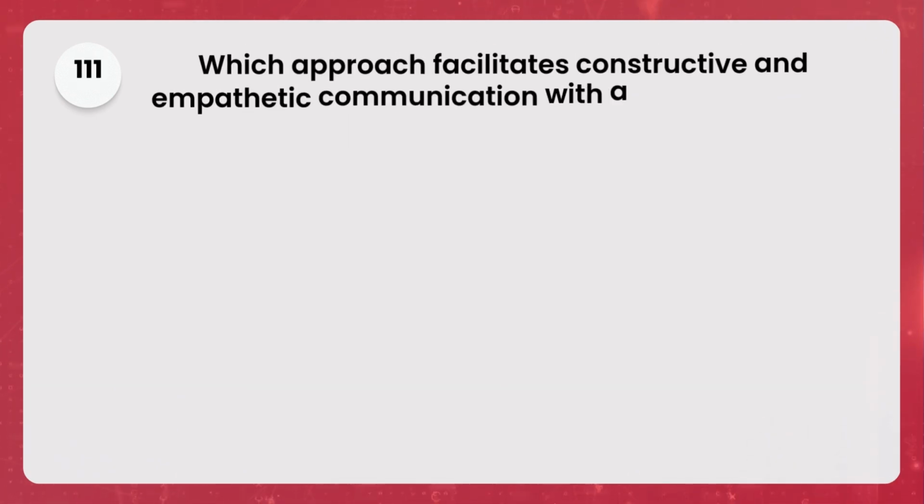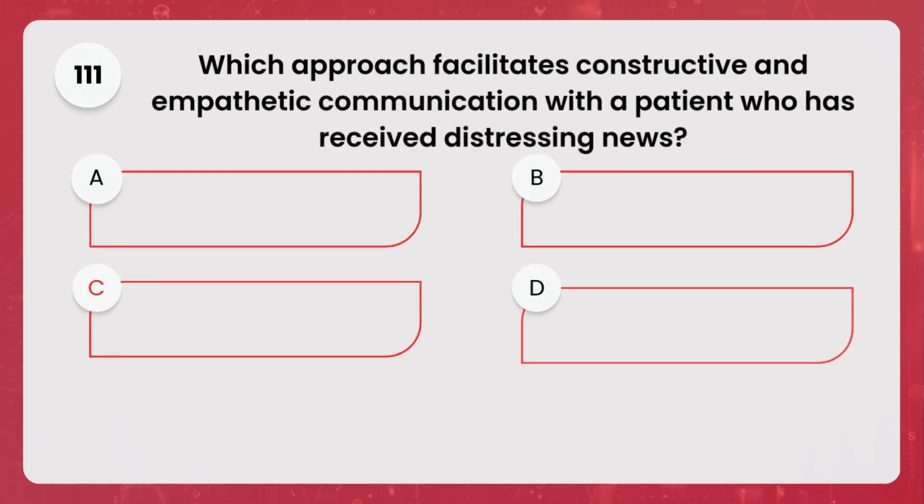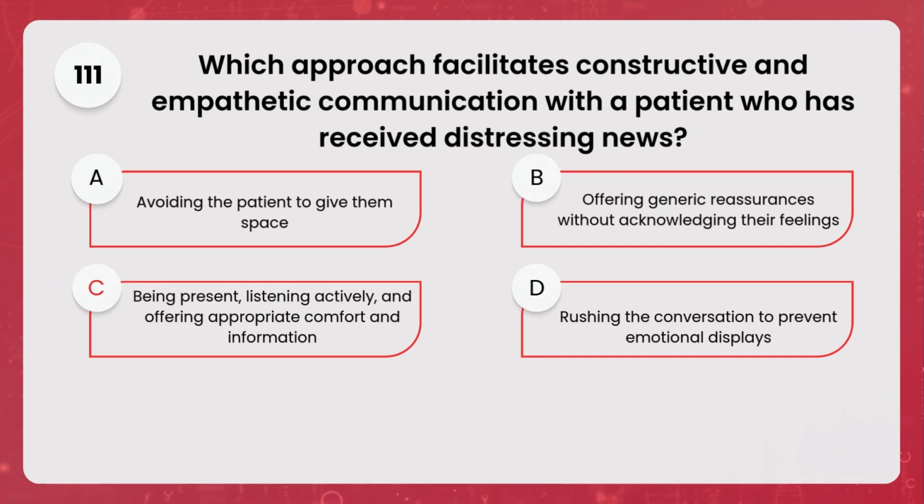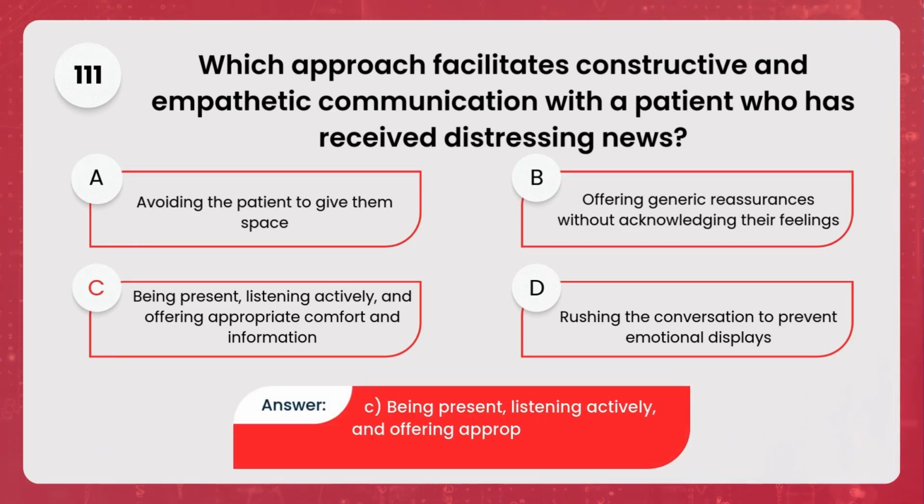Number 111. Which approach facilitates constructive and empathetic communication with a patient who has received distressing news? A. Avoiding the patient to give them space. B. Offering generic reassurances without acknowledging their feelings. C. Being present, listening actively, and offering appropriate comfort and information. D. Rushing the conversation to prevent emotional displays. The answer is C. Being present, listening actively, and offering appropriate comfort and information.